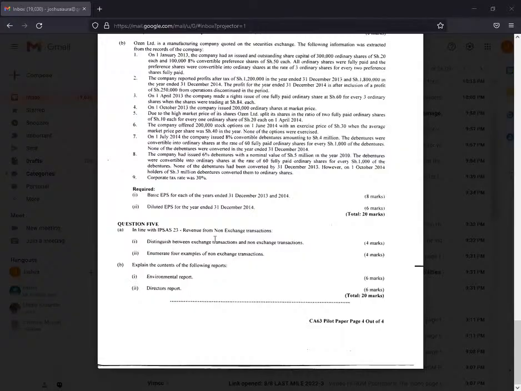This lesson has taught you very good things. Distinguish between exchange transactions and non-exchange transactions. Out of 4, always talk about it. Enumerate 4 examples of non-exchange transactions. Explain the contents of the following reports: environmental report, director's water report. Look at those number of marks.